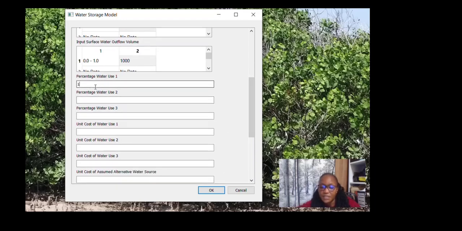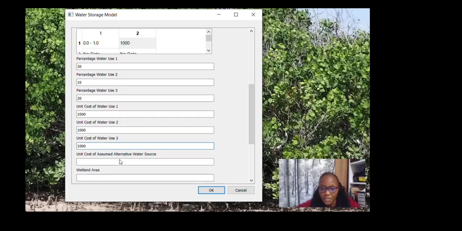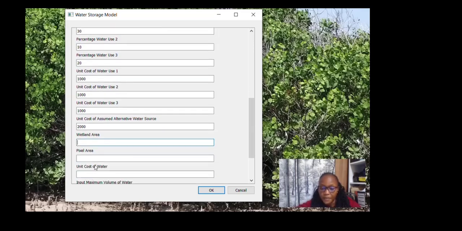Then we look at the percentages. Let's say 10%, or even 30%, is going towards domestic use. Then we have 10% maybe for livestock, and we have another 20% going towards irrigation. The unit cost can be distributed. Let's say it's 1,000 per cubic meter. It would be almost the same for most of these uses, the prices wouldn't change much. So for the alternative water source, we'll give it around 2,000. The wetland area we input based on the size of that landscape, and the pixel area is 900.